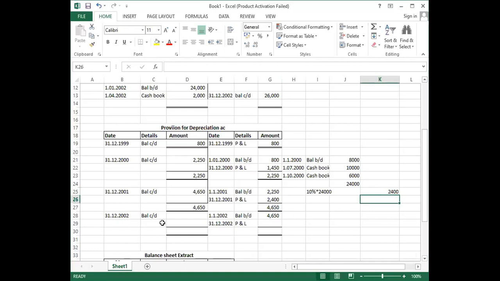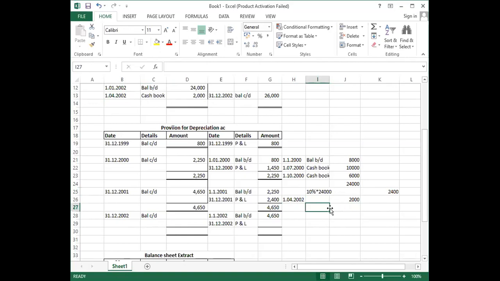But there's another machine that we've added here. There's another machine that we have added here in year 2002 on 1st April, right? And therefore, here 2002, 1st April 2002, we have another machine, and that machine costed us 2,000, right? It costed us 2,000. So what will be the depreciation of that machine?